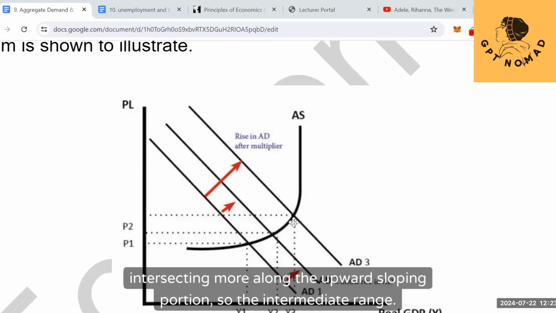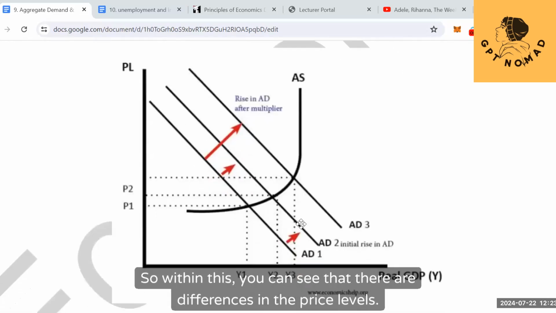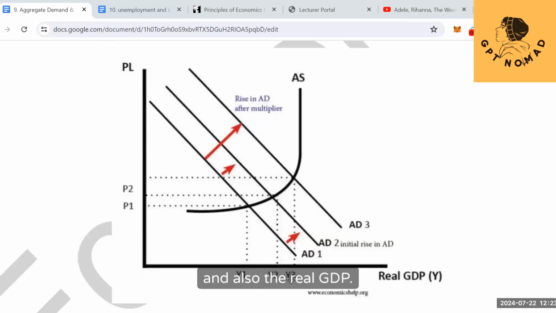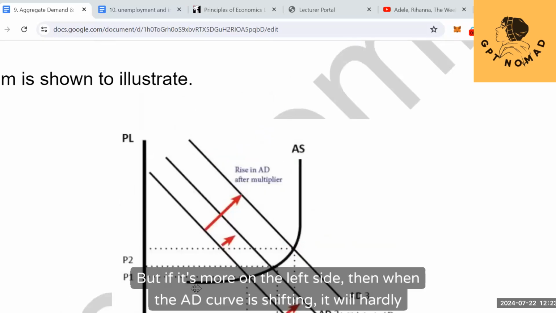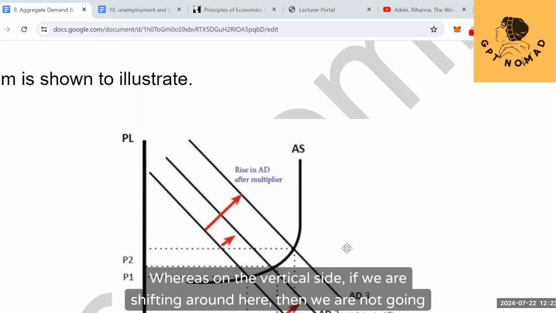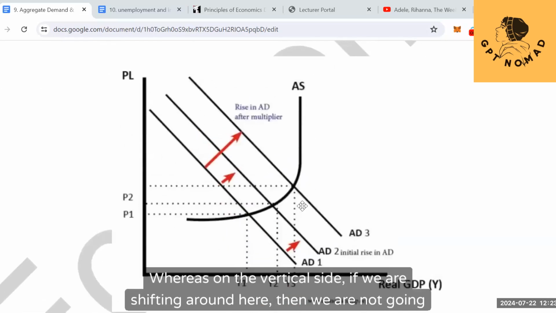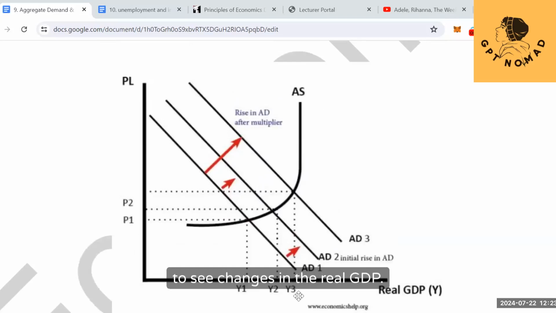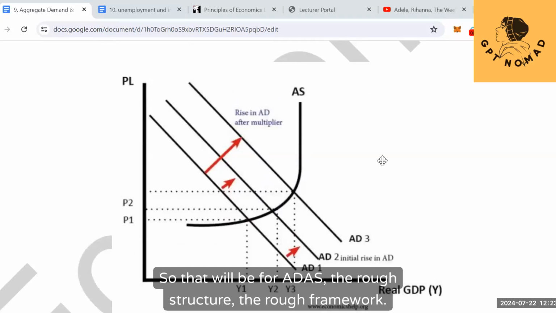So that is the intermediate range. Within this, you can see that there are differences in the price level and also the real GDP. But if it's more on the left side, then when the AD curve shifts, it will hardly affect the price level if it's along the horizontal side. Whereas on the vertical side, if we are shifting around here, then we are not going to see changes in the real GDP. Okay, so that will be for AD-AS, the rough structure, the rough framework.